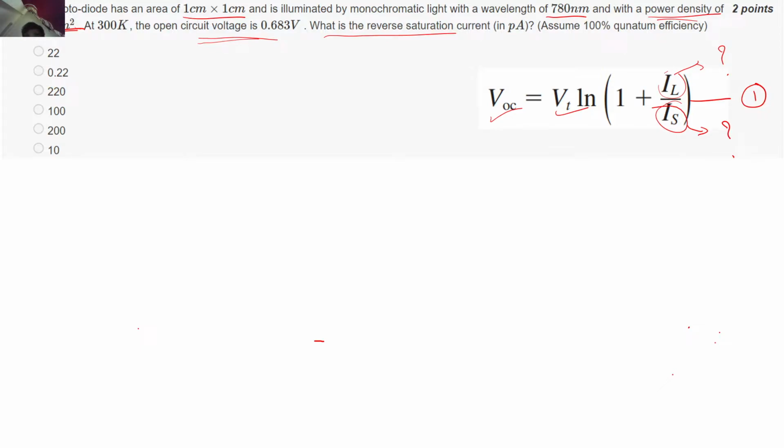Sorry, can you repeat? Power density equal to VOC into I short. Power density VOC into I, no. What you are saying is the power that will be getting out of the solar cell. This is the incident power, right? Incident power cannot be equal to the output power. This is the incident power that they have given.